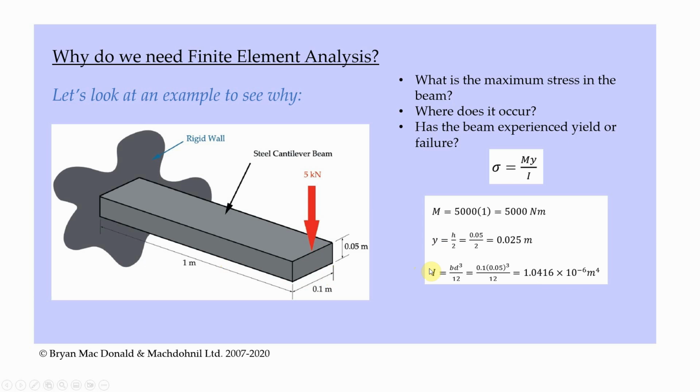So we put all these into our equation, and we end up getting that stress is equal to 120 by 10 to the power 6 pascals, or 120 megapascals. Okay, so we've answered the first two questions. What is the maximum stress in the beam? It's 120 megapascals. Where does it occur? It occurs at the beam root.